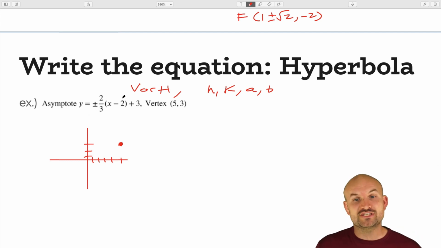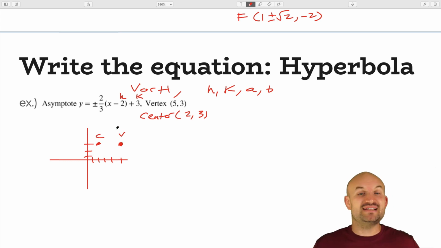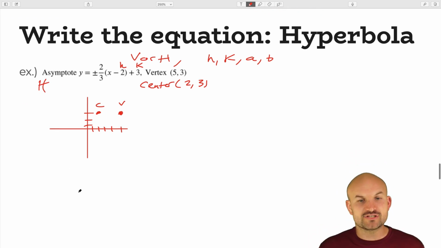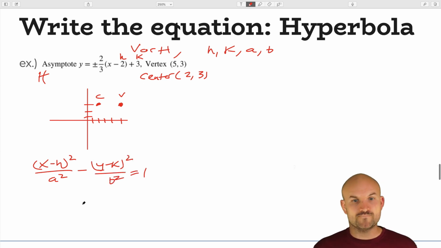The only thing I do have though is my h and my k, right? So again, if I was to plot this, from this information I can say my center is going to be at 2, 3. So I'm going to go over 2, up 3. So if here's my center and here's my vertex, that means this is going to be a horizontal transverse axis, right? So the equation that I'm going to use is going to be x minus h quantity squared over a squared minus y minus k quantity squared over b squared is equal to 1, right? Because if the vertex is to the left of the center, it's not going to be up or down. It has to be left or right, obviously.